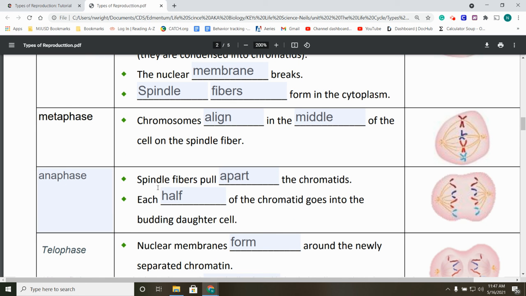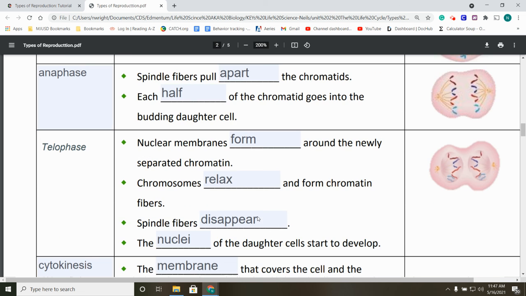Anaphase. Spindle fibers pull apart the chromatids. Each half of the chromatid goes into the budding daughter cell.